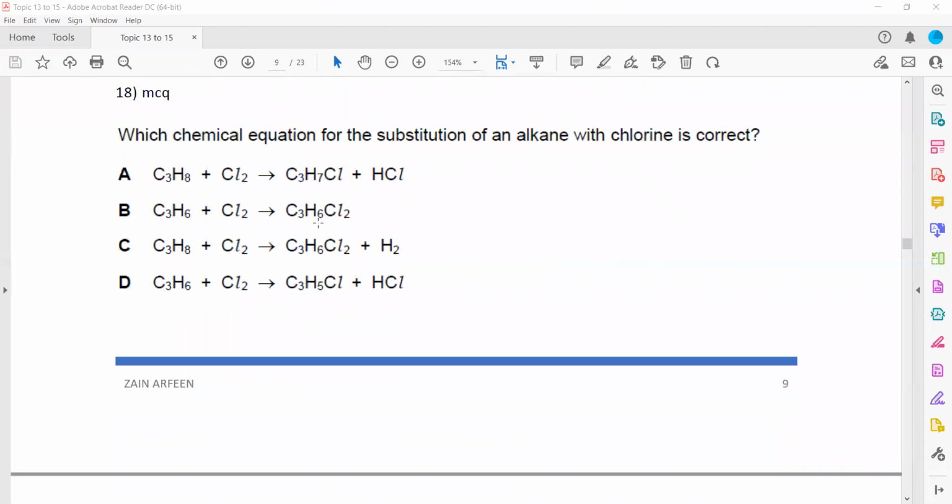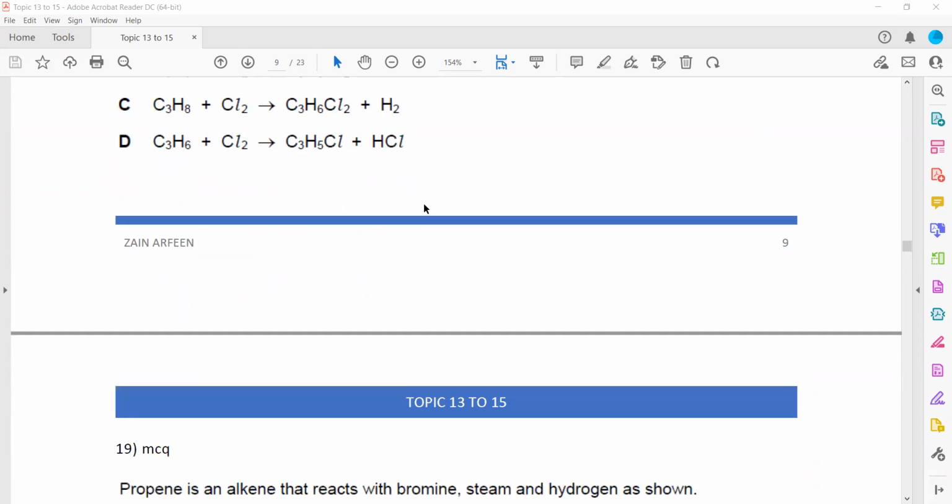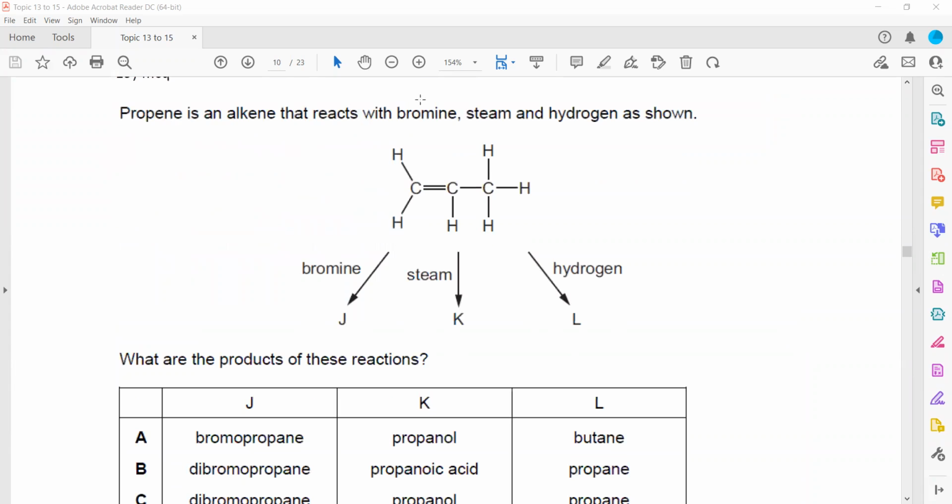Which chemical equation for a substitution of alkane with chlorine is correct? Whenever a chlorine reacts with alkane, it is a substitution reaction, where one atom replaces the other. So one chlorine will enter and one hydrogen will leave. So it will produce C3HCl plus HCl. So A will be the right answer. One hydrogen will leave and one chlorine will enter the structure. This reaction is known as the substitution reaction, which occurs in the presence of ultraviolet light.